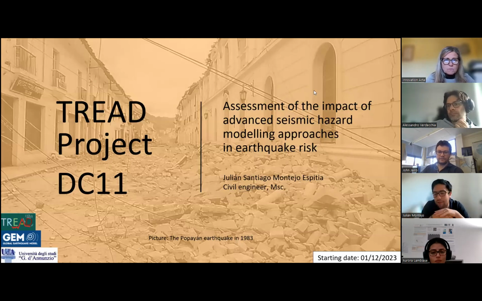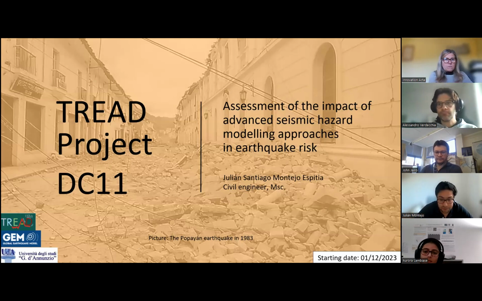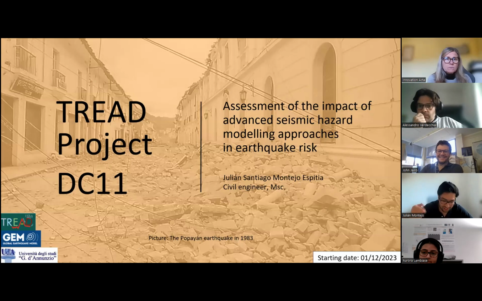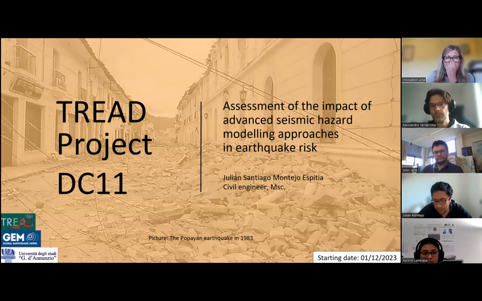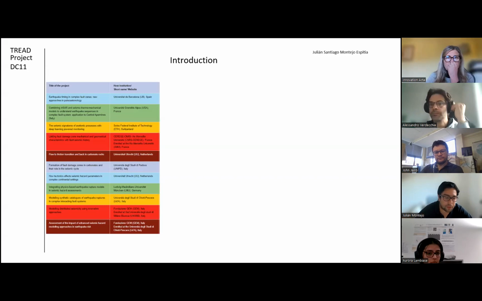So hello everybody again. I am the DC11. I am in the place of Jared today. With John, we were planning to have a Colombian session in the next session, but it was impossible for now. So my project is about the assessment of the impact of advanced seismic hazard modeling approaches in earthquake risk. If you remember, in France we talked about different seismic approaches, but now we are starting with the site effects.